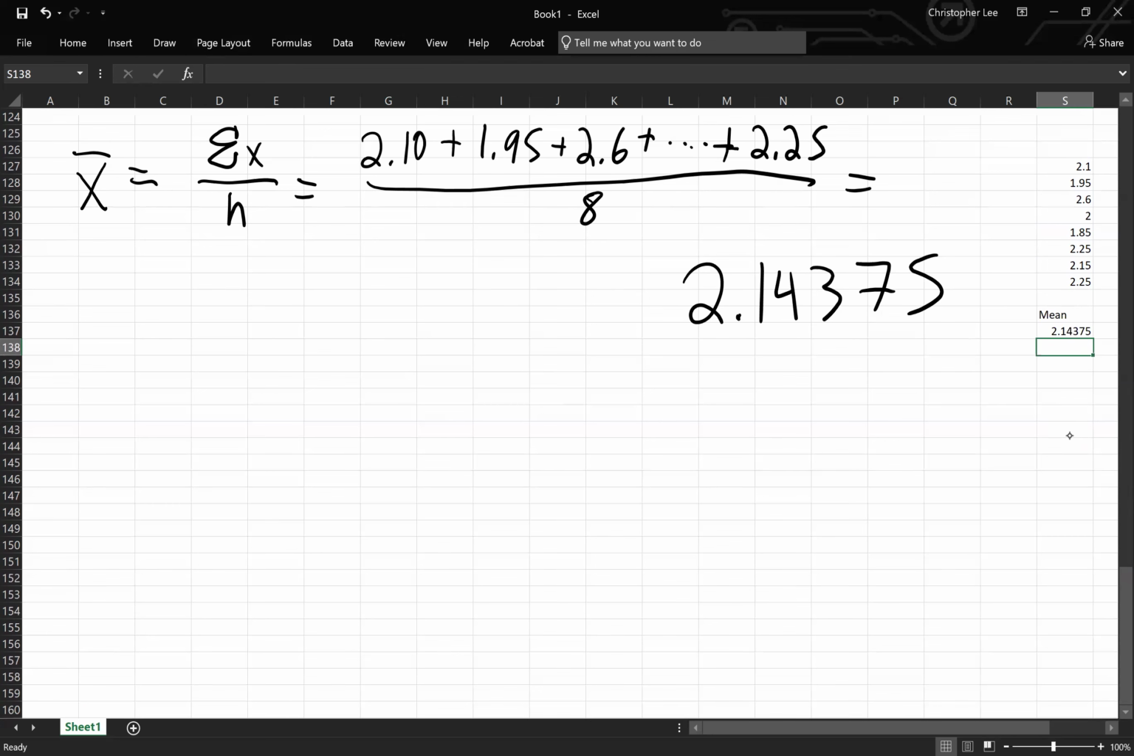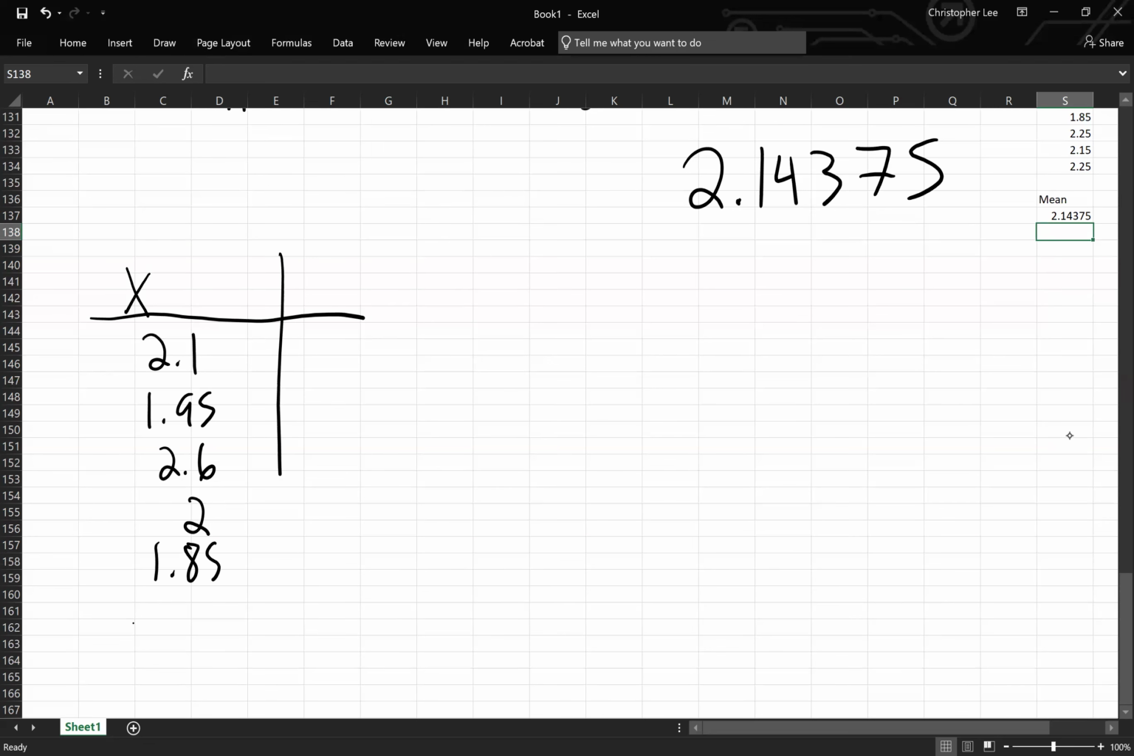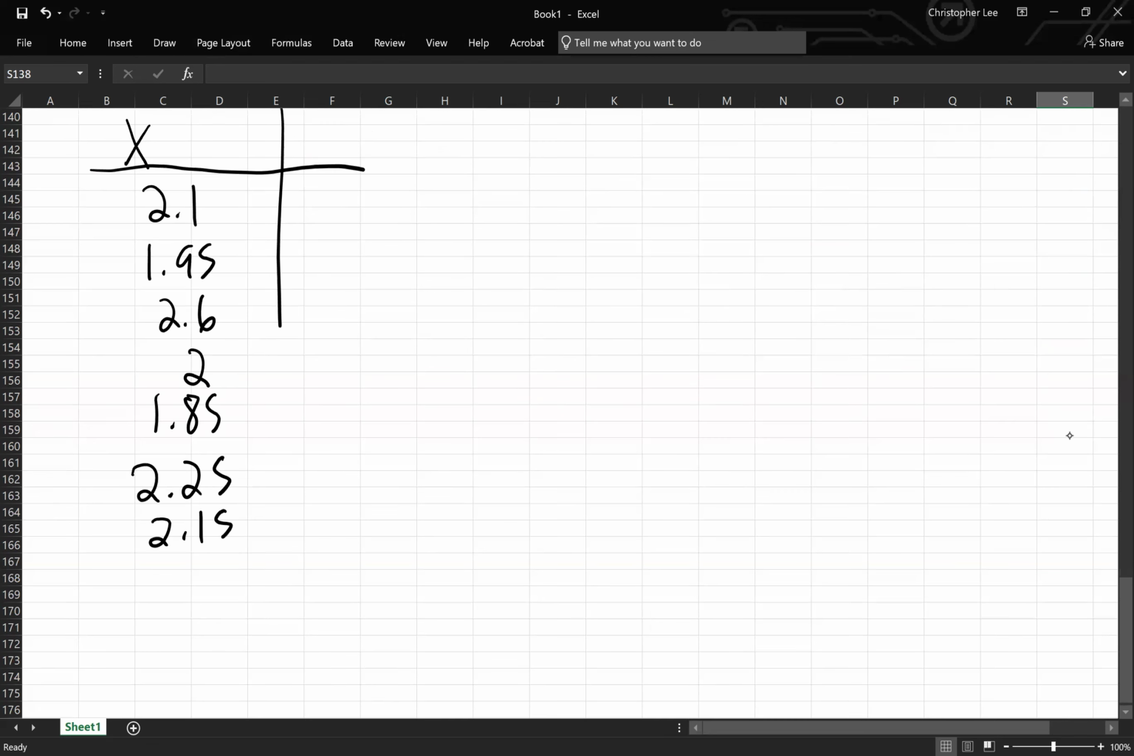All right, so we have another formula called the computation formula. I didn't have a chance to show you that yesterday, but I did show you the formula yesterday. This is how you do it. So first thing you want to do is write down all your x values. The x values are the numbers that were given to you right here. So 2.1, 1.95, 2.6. I'm literally just copying the list. That's all. I'm not changing anything. 2, 1.85, 2.25, 2.15, and then 2.25, right?